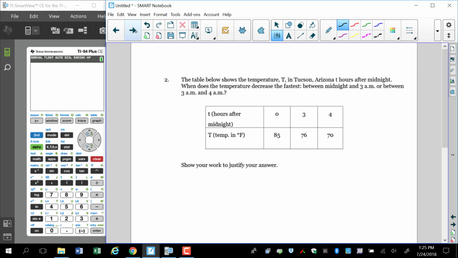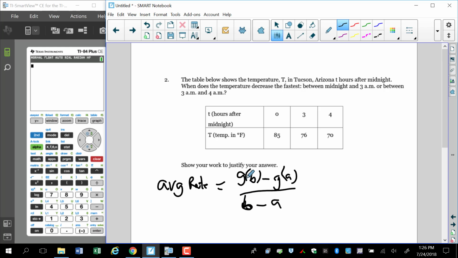Let's try another rate of change problem because that one was overly simplified. Take a minute, look at this one, see if you can pause the video and come up with what you have for your formula. And I'll write down, again, average rate. See what you come up with. See if you came up with the same thing I did.